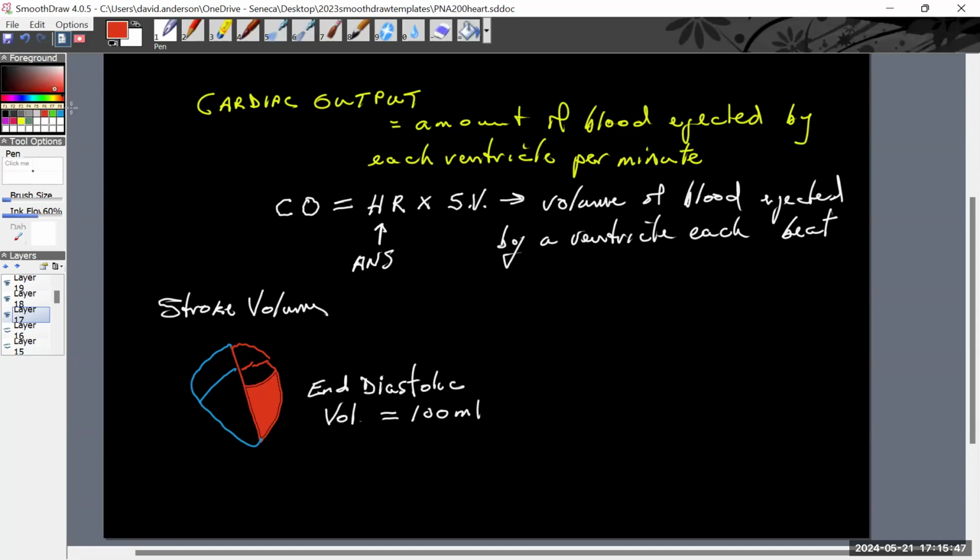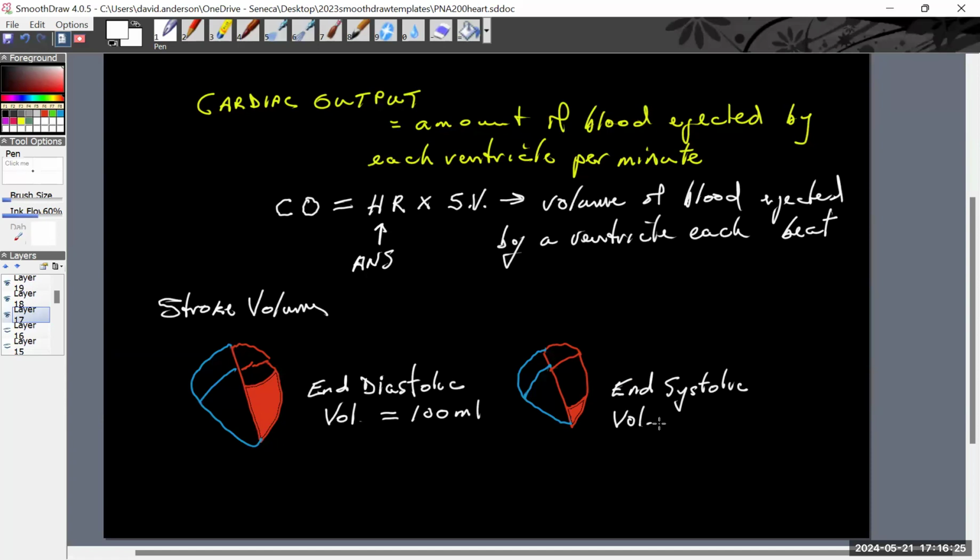When we eject that volume of blood, we're going to have a volume of blood after ejection that's maybe down in that vicinity there. So this would be described as the end systolic volume.